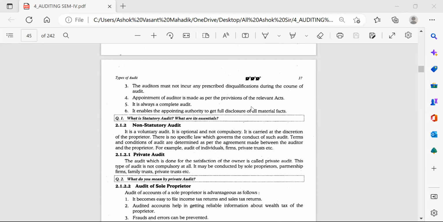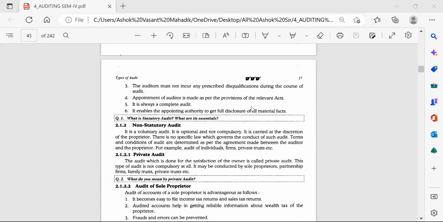Just like a sole proprietor, he is not governed by any act. The Income Tax Act may govern him in case his turnover exceeds 2 crore rupees. Then he has to get his books of account audited. It's called a tax audit. Even if you're a sole proprietor, and if your sales turnover surpasses 2 crore, then he has to get his books of accounts audited. Clear? Otherwise, it's a non-statutory audit.